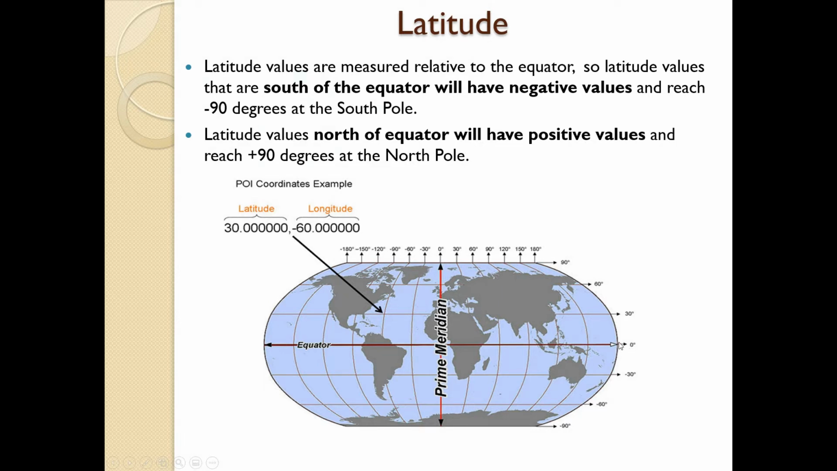And as you move north of the 0 degree equator latitude line, it goes up to 90 degrees north. So that's a positive direction. So it hits the North Pole at 90 degrees north. And if you go south, it becomes negative. So you're at negative 90 degrees at the South Pole.